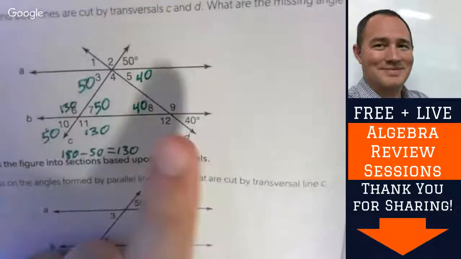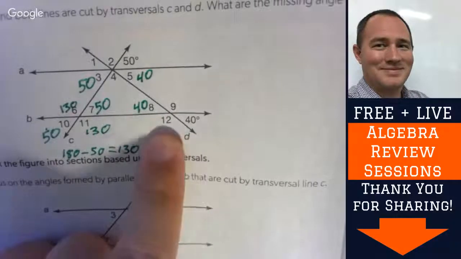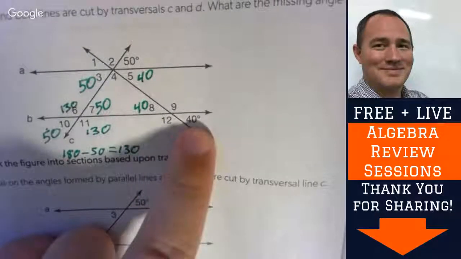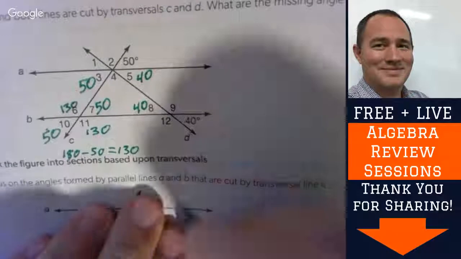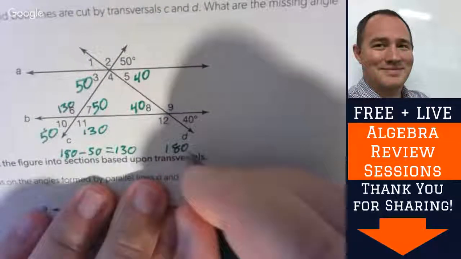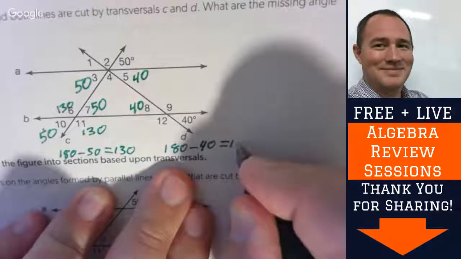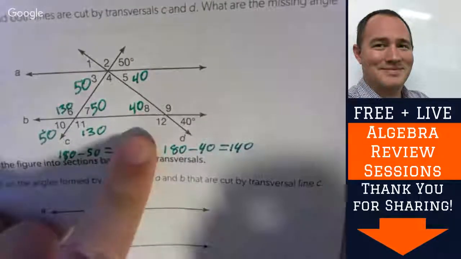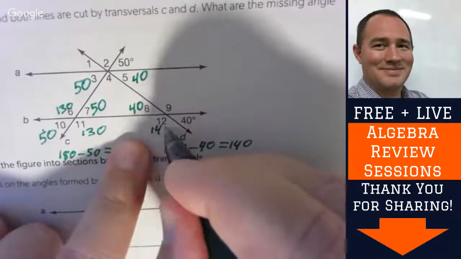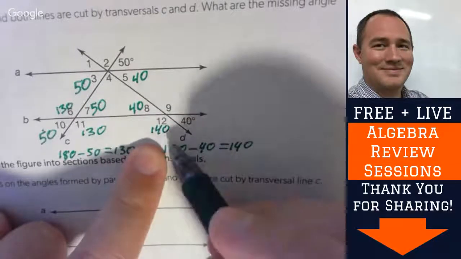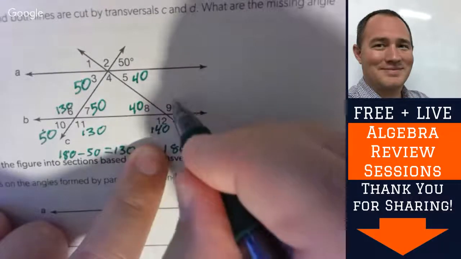What else can we do? Same type of thing over here. Angle 12 and this 40-degree angle will add up to 180. So 180 minus 40 is 140. So that's going to be 140 here. And by vertical angles, this one up here is also 140.